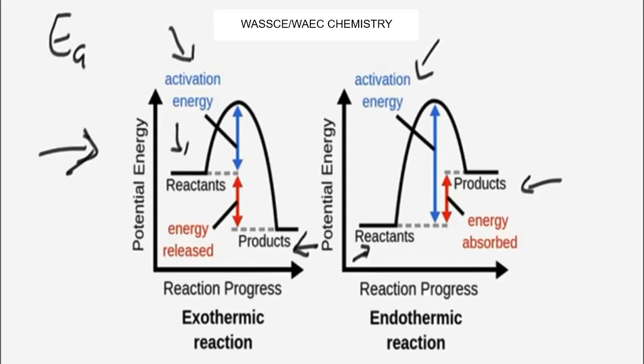Basically, in the reaction profile for exothermic reaction, the products are at a lower energy than the reactants as indicated here. Okay, whereas in a reaction profile for endothermic reactions, the products are at a higher energy than the reactants as indicated here. Okay, so this is how you can differentiate the diagrams.